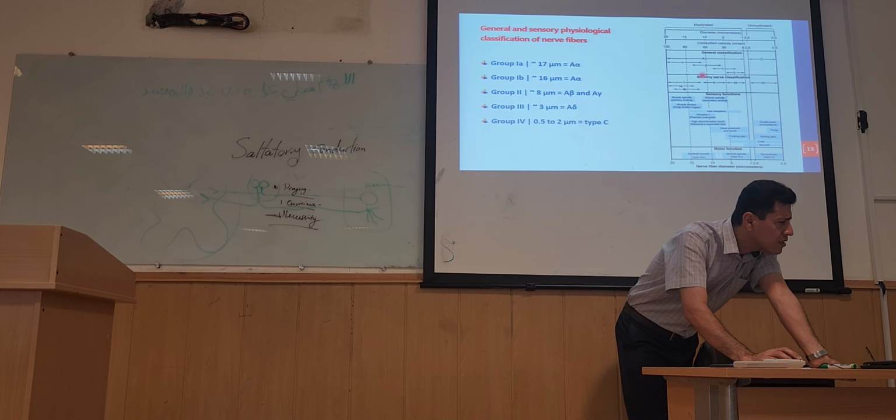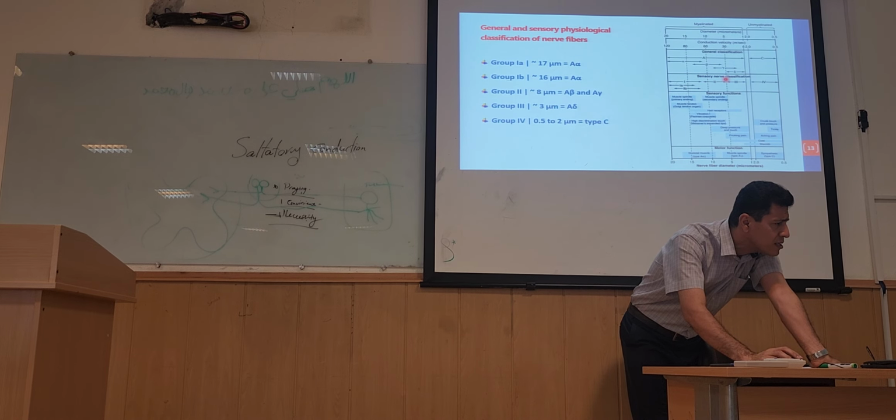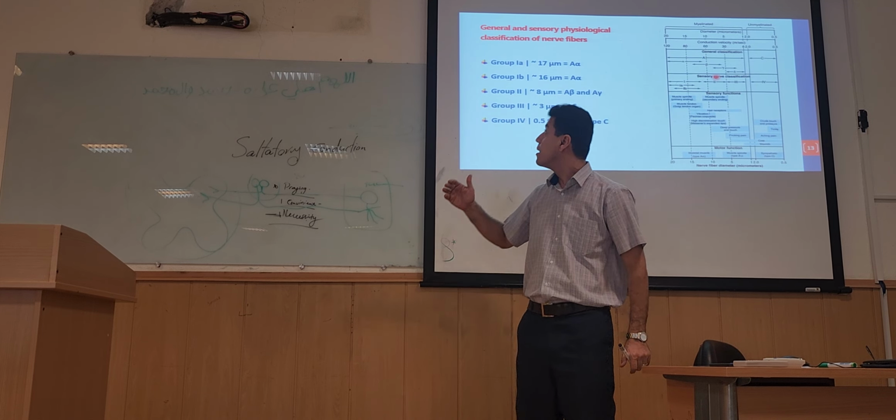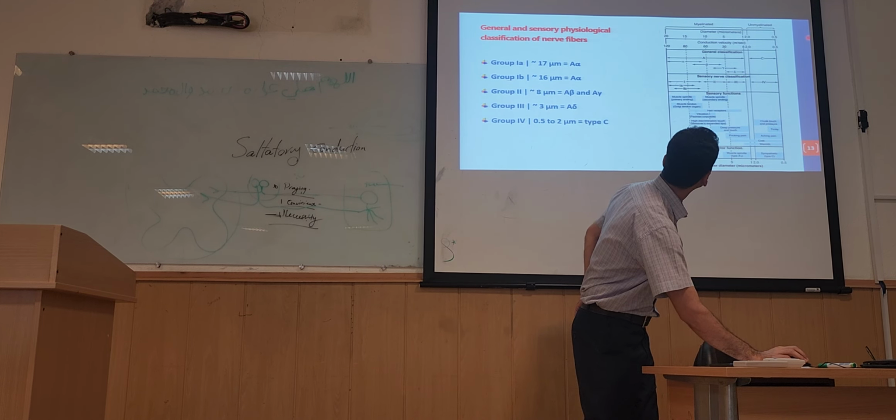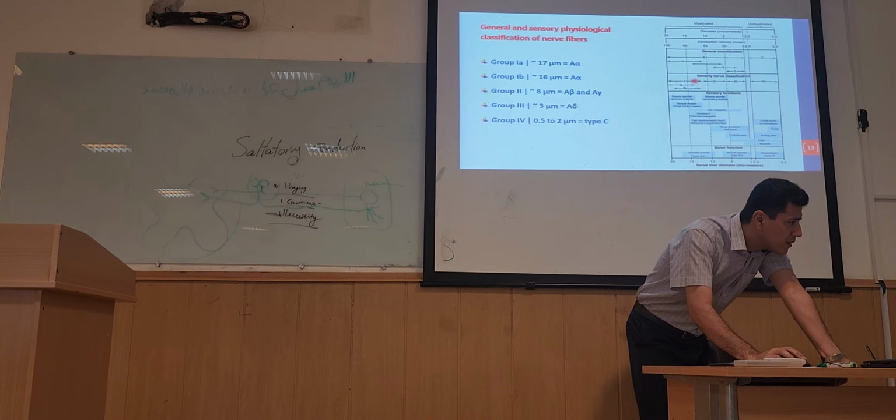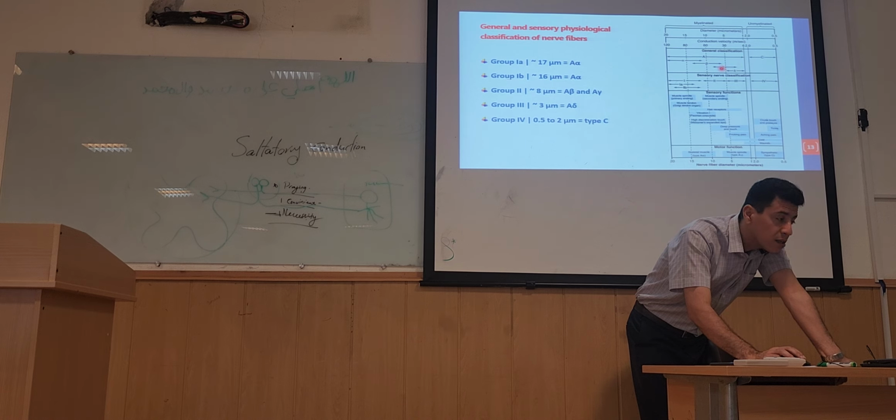Another type of classification is used only for sensory nerves. Based on this, we can have type 1, type 2, type 3, and type 4 fibers. This one is only used for sensory fibers. The other classification, A and C, is used both for sensory fibers and motor fibers. Right? So you can see here that type 1 fiber roughly equals A alpha fiber in the general classification. Type 2 fiber corresponds to A beta and A gamma fibers. Type 3 mainly corresponds to A delta fibers, and type 4 corresponds to C fibers.